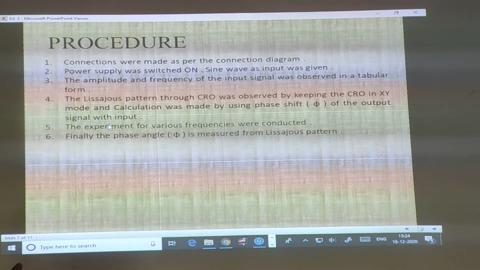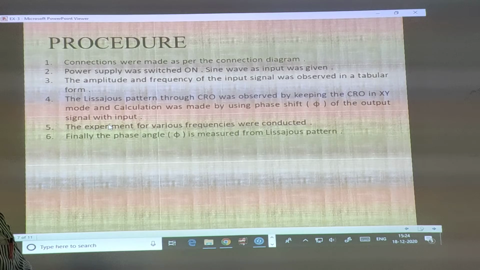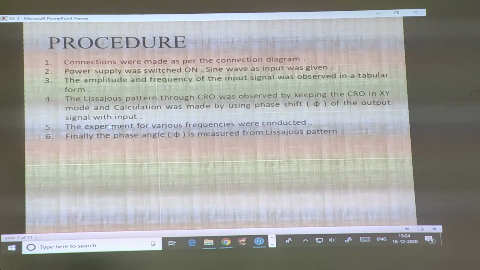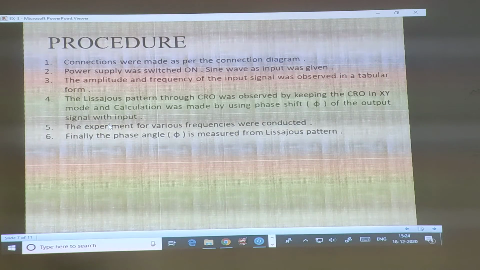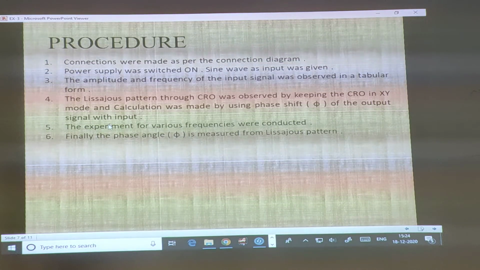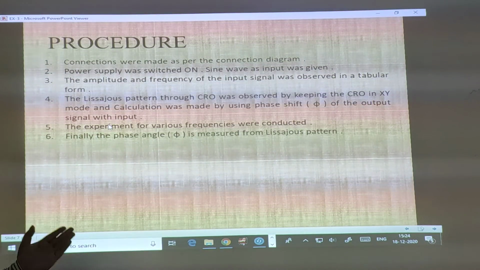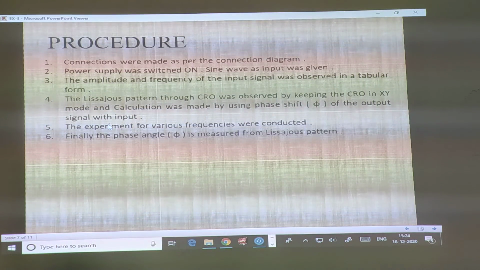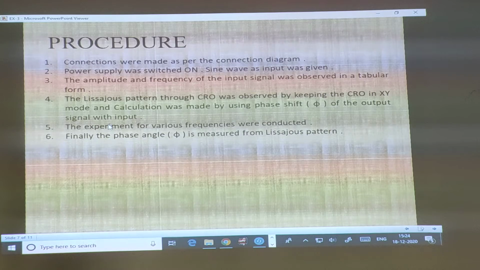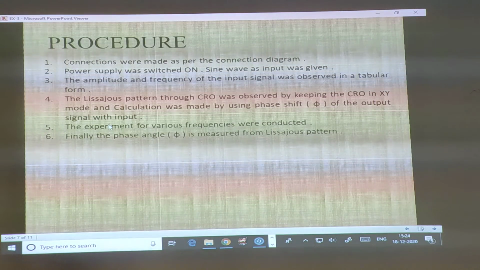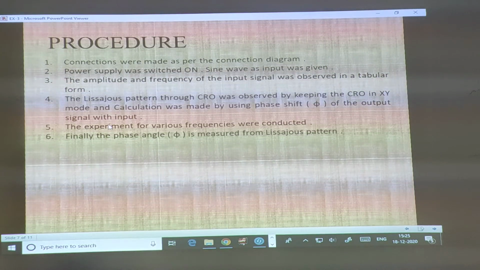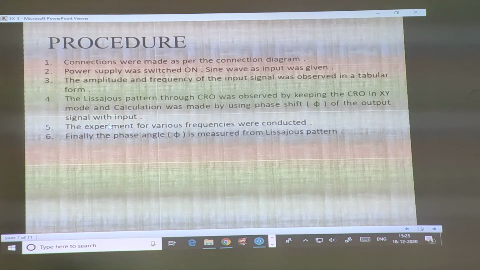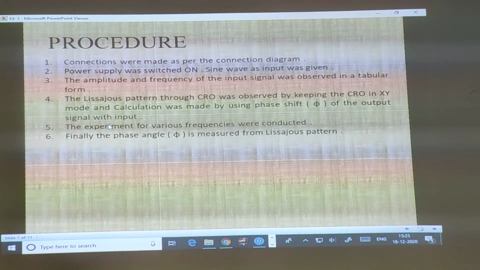Then what is the procedure? I have told you before, there are some procedures required when you are doing some experiment. So in this particular experiment, connections are made as per the connection diagram. According to the connection diagram, you have to do the connection. Power supply is switched on, sine wave as input is given. Next, the amplitude and frequency of the input signal are observed in a tabular form.